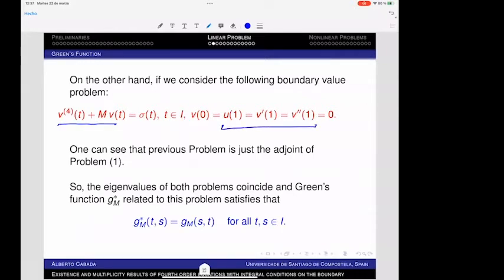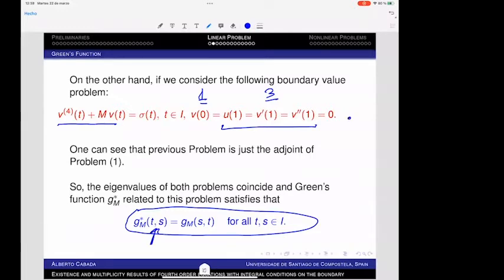And moreover, when we consider the same problem, but instead of (3, 1), the problem (1, 3), right? I have said before, this is the adjoint. It means that we have the same eigenvalues and we have this other property, that the Green function related to this problem is just the Green function related to the other one, but with S and T exchanged. When it is self-adjoint, it is symmetric, but this is not self-adjoint. But anyway, this is a generic property, right?